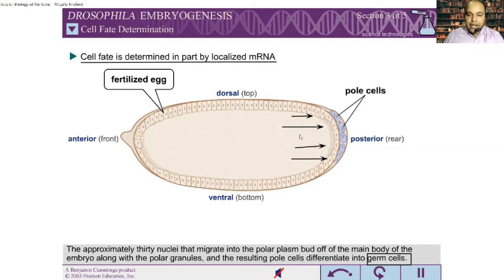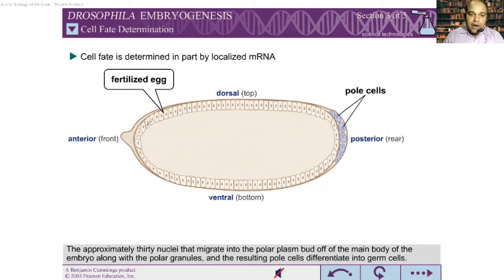So what has happened? It is these nuclei that have migrated towards the posterior part and have given rise to the pole cells, whereas those nuclei that migrated towards the anterior part have given rise to the head region. As they migrated towards the anterior part, there would be a head region that is going to be produced.